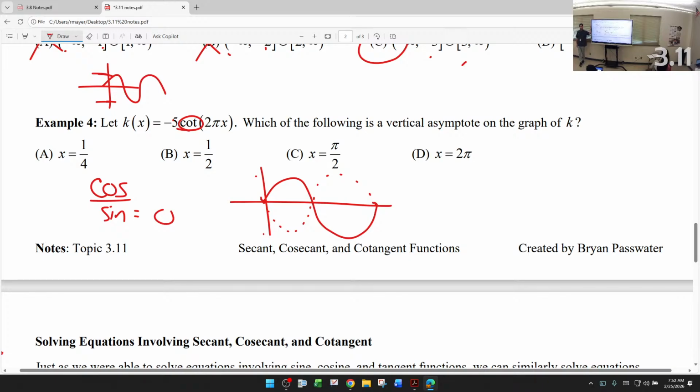The 2 pi does affect the zeros. It's going to change my period. And so I got to put 2 pi, because 2 pi is my constant, over b, which is 2 pi. Holy cow, that's really nice. The period is 1. So when I start here at 0 and I get out here to 1, I've done a complete cycle. And that must mean that 1/2 is my other 0, which is letter B.